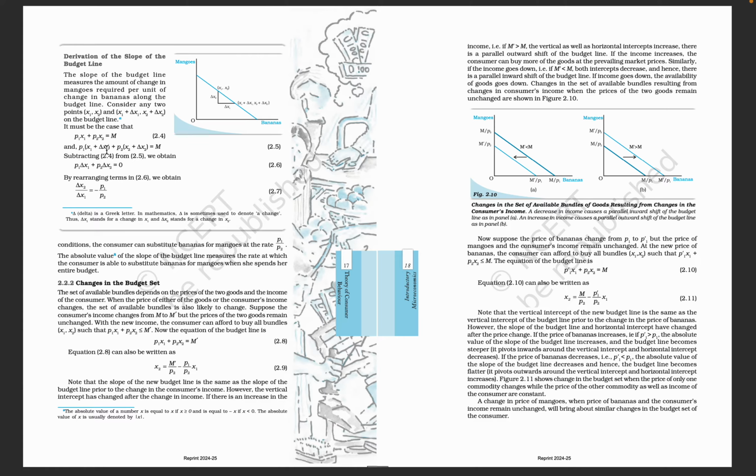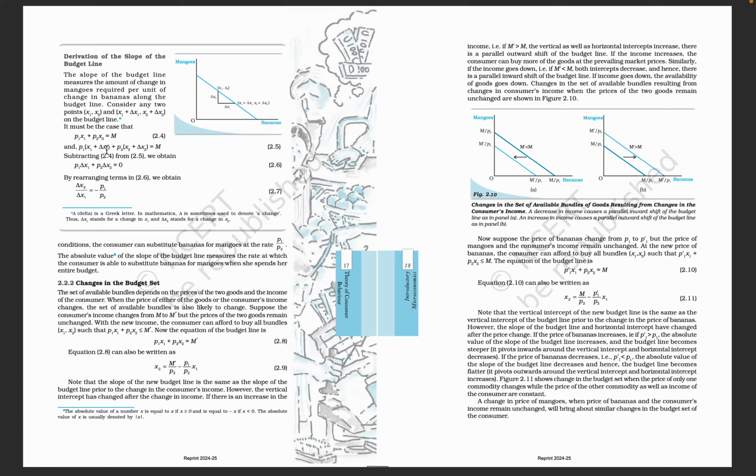Now the equation of the budget line is P1 x1 plus P2 x2 equal to M prime. The equation can also be written as x2 equal to M prime by P2 minus P1 by P2 x1. Note that the slope of the new budget line is the same as the slope of the budget line prior to the change in the consumer's income. However, the vertical intercept has changed after the change in income.